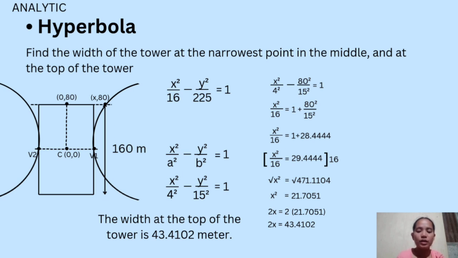Since x is squared, we need to take the square root of both sides. We just cancel the square root and the square in x. Then the square root of 471.11 is 21.7051. So the half-width at the 80 point is 21.7051, and we multiply it by 2 because of the other side and get the total of 43.4102. The total width at the top of the tower is 43.4102 meters.